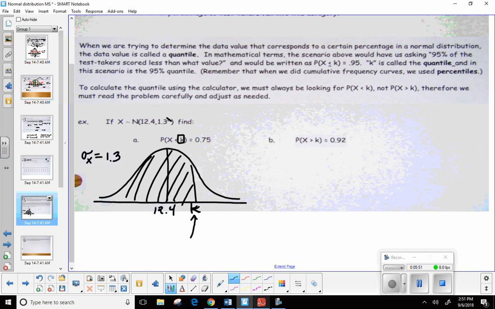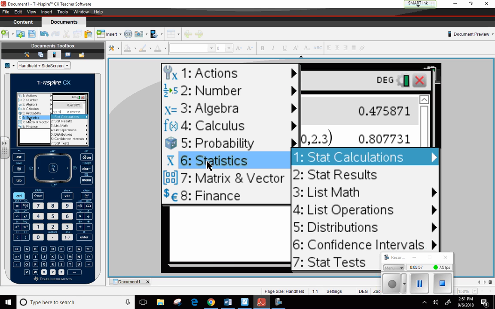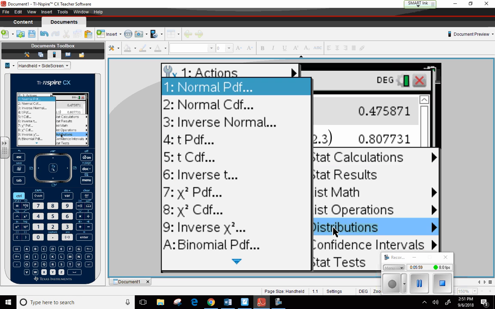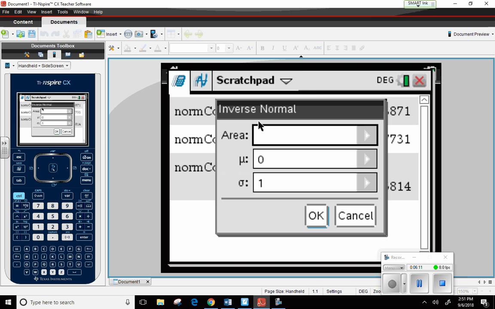75% of the data. Okay, well, let's go ahead and see how to do this. All the steps are the same. I'm going to go to menu. I still want statistics. I still want distributions. But now, okay, we're no longer trying to find the percentage. Okay, we're using the percentage to find the element. So we want inverse normal. I'm going to choose inverse normal. And now it wants the area. So we're going to plug in the 0.75. My mean, let me get to my paper here. I believe it was 12.4.